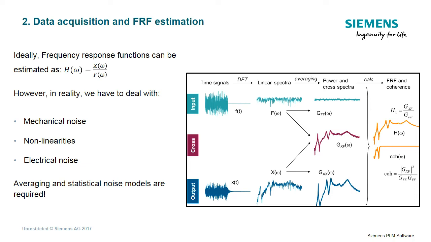To reduce the effect of noise and nonlinearities, which are always present in real structures, averaging is applied. The quality and repeatability of the averaged frequency response functions is quantified in the coherence function, which is regularly used as a validation tool to assess the measurement results.